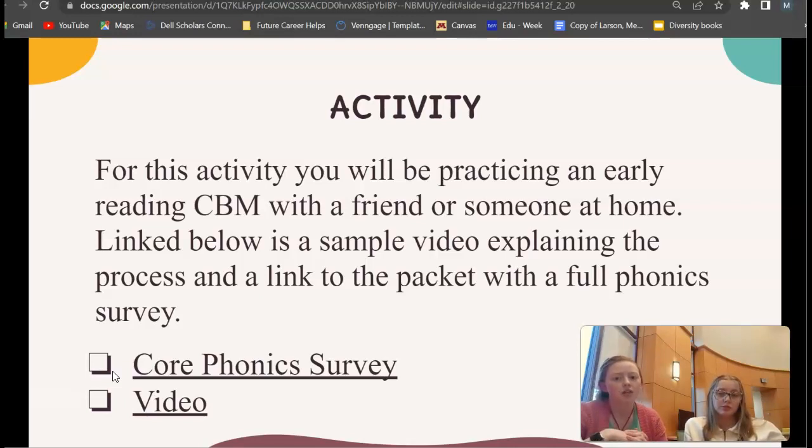So this Core Phonics Survey will open to a link, and there are really clear instructions on it, so I would recommend thoroughly reading it. You're just going to do this with someone at home, such as a friend or relative or roommate, and just mark down as a practice what their scores are going to be. And keep in mind that dialect and articulation differences are marked as correct when scoring.